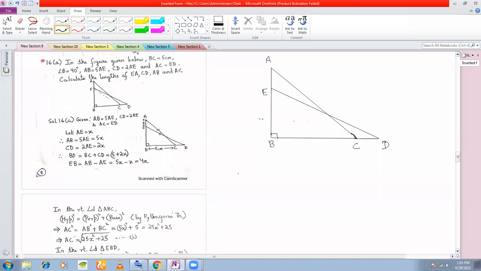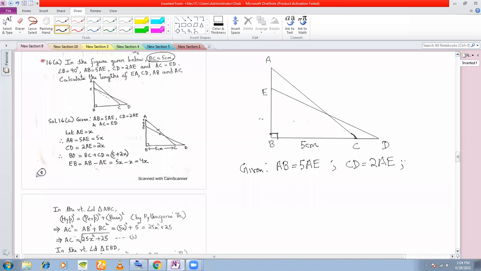Now what else is given in the figure? Now see here in the figure they have not labeled. That means when you're redrawing, you will label the diagram. BC, they have said BC is 5 centimeters. So you'll write BC as 5 centimeters. Angle B is 90-degree, already labeled. So nothing to do. AB is equal to 5 times AE. Also given here, since you cannot label this in the diagram, you write it. AB is equal to 5 times AE. And also CD is equal to twice of AE.